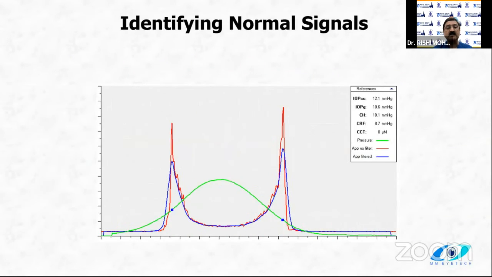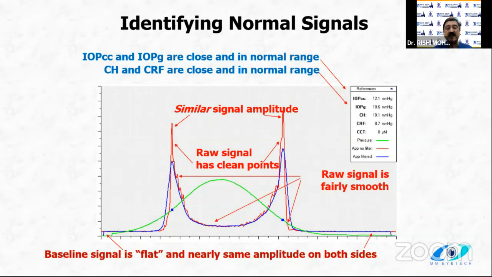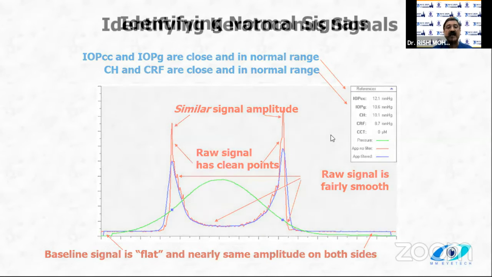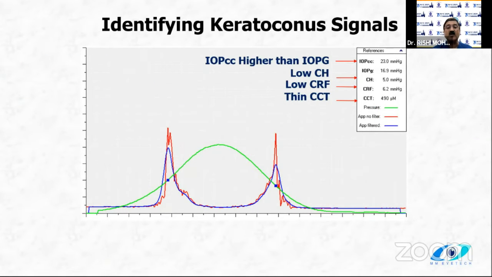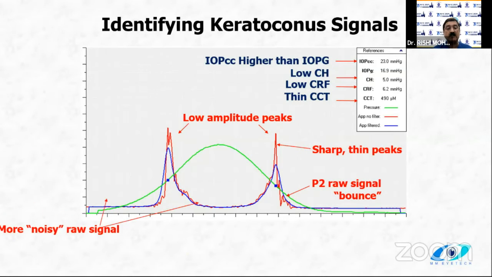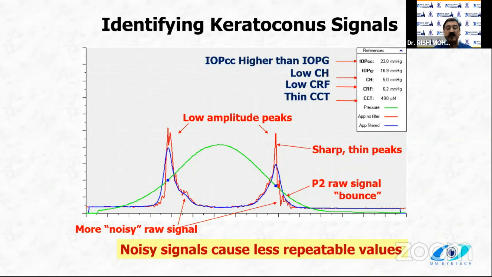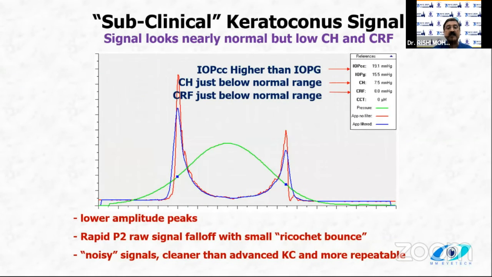The corneal signature in these machines is extremely important, and one can see how the in and out signals will behave. This is the normal signal. The baseline signal is flat, the same amplitude on both sides. And if one looks at the signal in the keratoconus, you can see the blunting. You can see there's low CH, low CRF, there's a thin CCT, low amplitude spikes, there's a raw signal bounce as well, and more noise. So these noisy signals, of course, lead to less repeatable data.